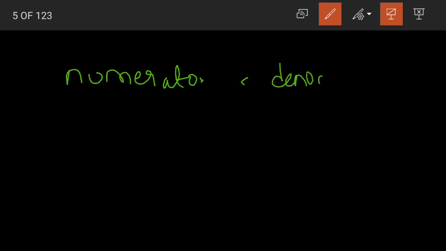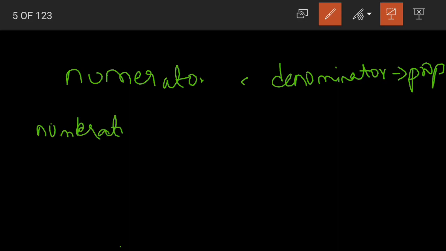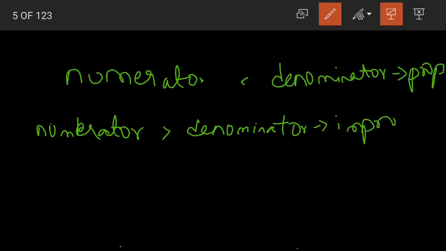I am repeating it again. When the numerator is less than the denominator, it is called a proper fraction. And when the numerator in a fraction is greater than the given denominator, it is called an improper fraction. Understood, children, the difference between a proper and an improper fraction?